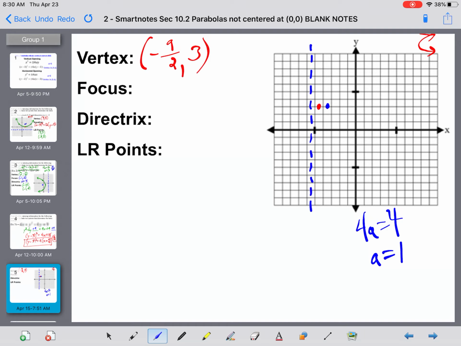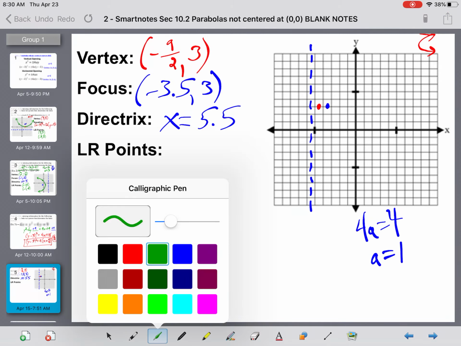Okay, so that focus, if I add 1 to this, you can do fractions, you can do decimals here. -9 halves is -4.5. So if I add 1 to that and go to the right, that's going to take me to -3.5, comma 3. Decimals or fractions are fine. If I go 1 to the left, so -9 halves minus another 1, -4.5 minus 1 more is going to give me x equals -5.5 as my directrix.